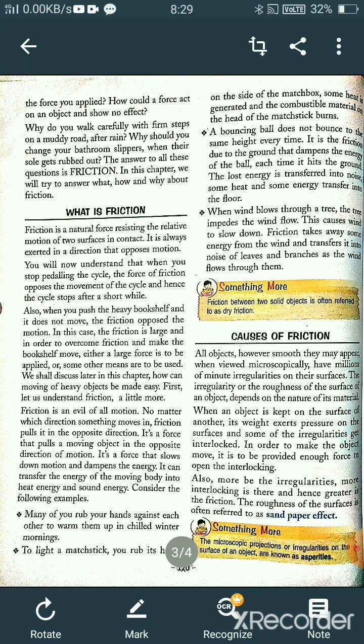Friction between two solid objects is often referred to as dry friction.